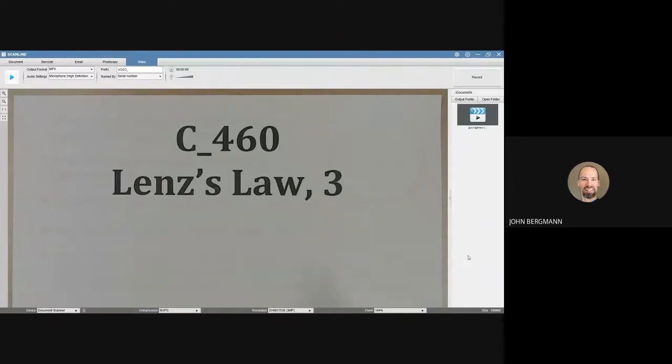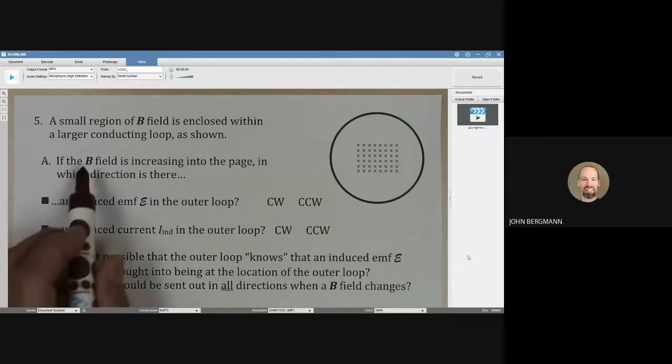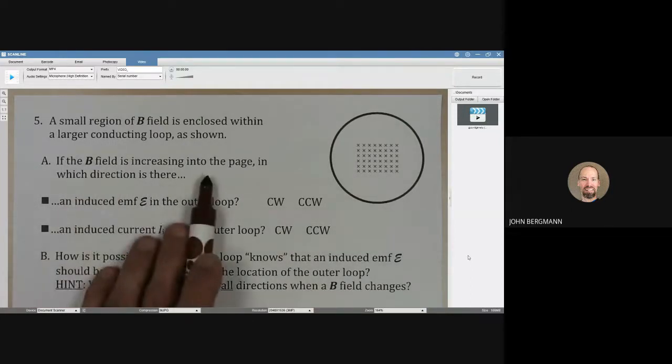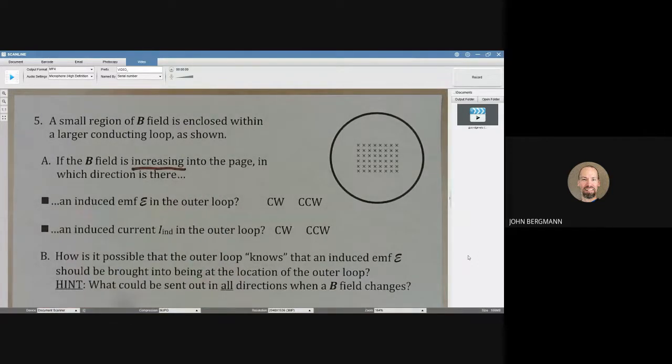Lenz's law 3. A small region of magnetic field is enclosed within a larger conducting loop as shown. If the magnetic field is increasing into the page, in which direction is there an induced EMF in the outer loop, an induced current in the outer loop?